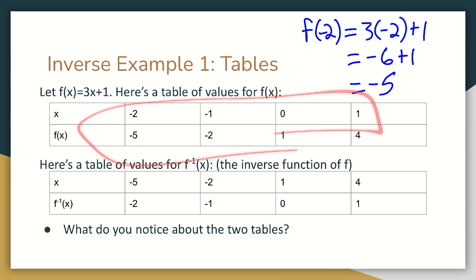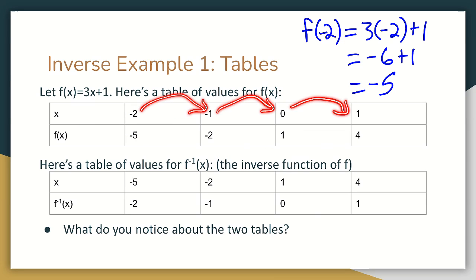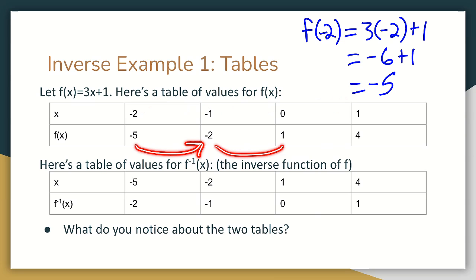And then we can see that the rest of that is just following the same pattern. As we increase our x value by 1, we increase our y value by 3. And that's how we can see that our slope is 3. Okay. So the inverse function of f takes -5 and spits out -2, because the original function takes in -2 and spits out -5.